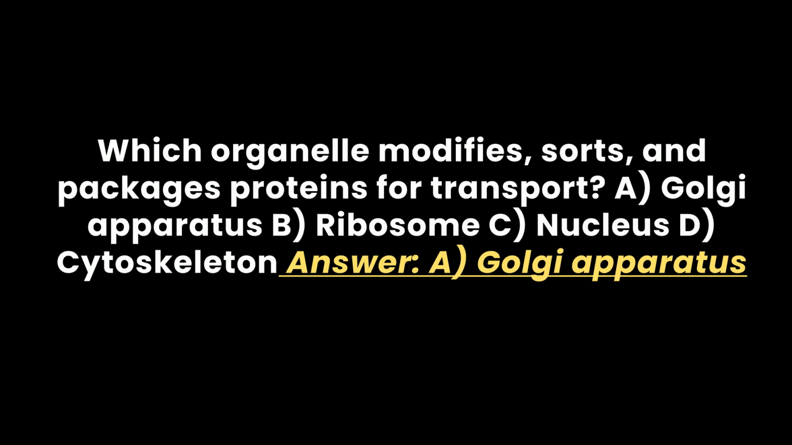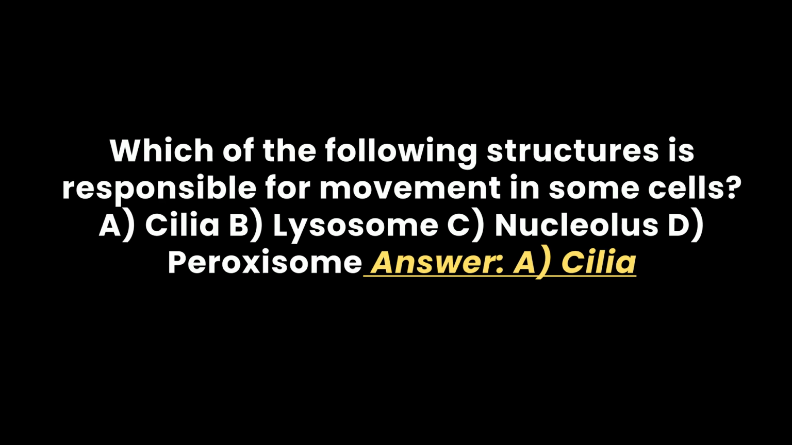Which organelle modifies, sorts, and packages proteins for transport? A. Golgi apparatus. B. Ribosome. C. Nucleus. D. Cytoskeleton. Answer: A. Golgi apparatus. Which of the following structures is responsible for movement in some cells?